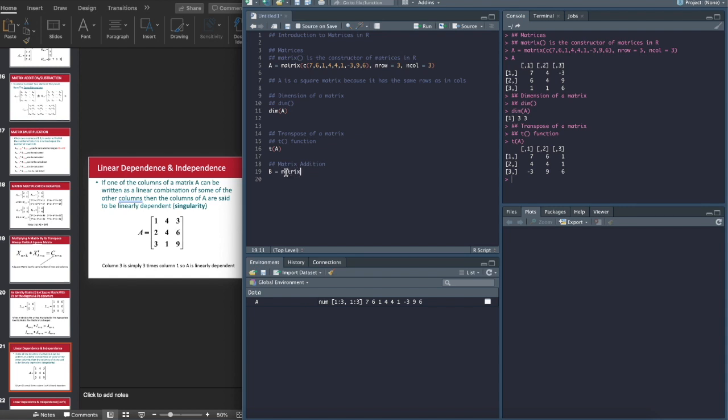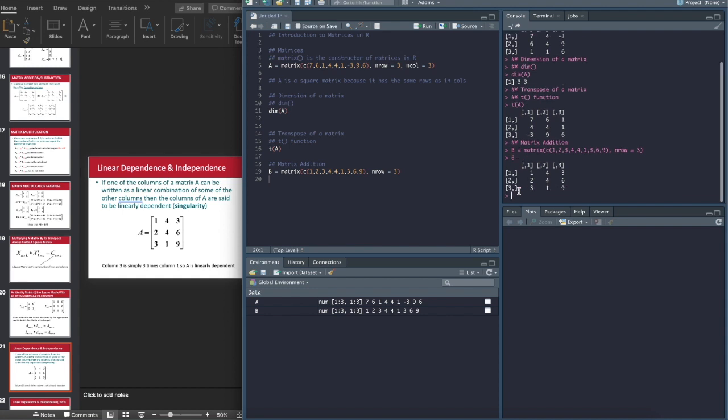So we'll put the matrix function in there, the constructor, and then we'll concatenate the values 1, 2, 3, 4, 4, 1, 3, 6, and 9, and those are the values. I just need to do either number of rows or number of columns, and that would do the trick. So let's just do this, and then let's get that matrix B. So I have it there.